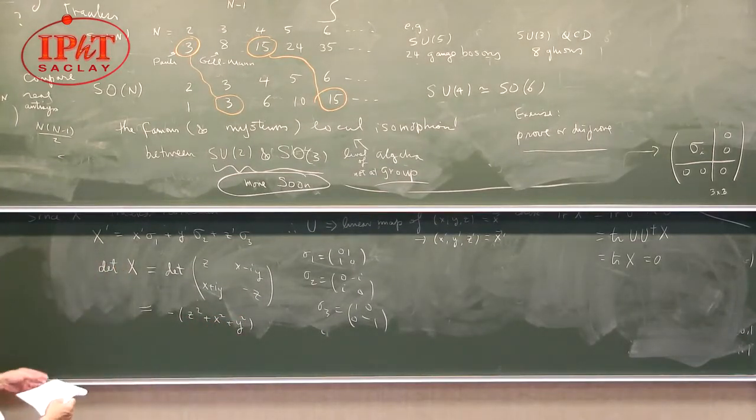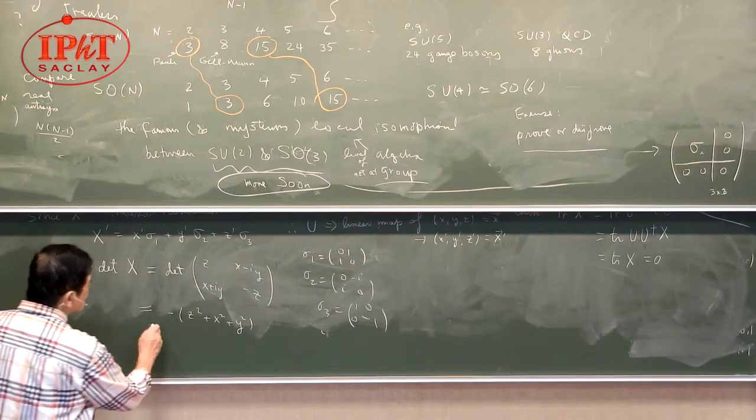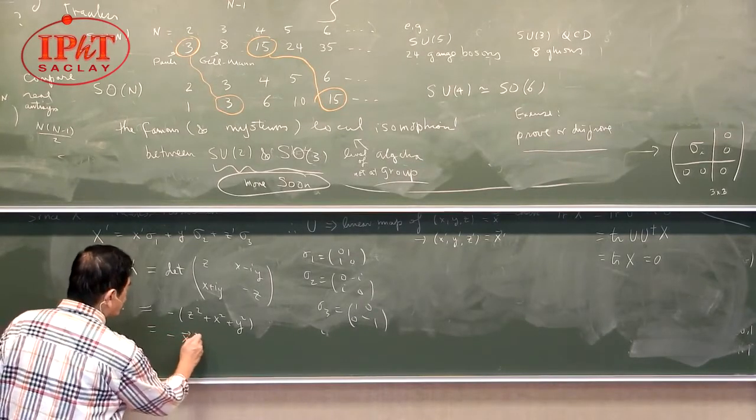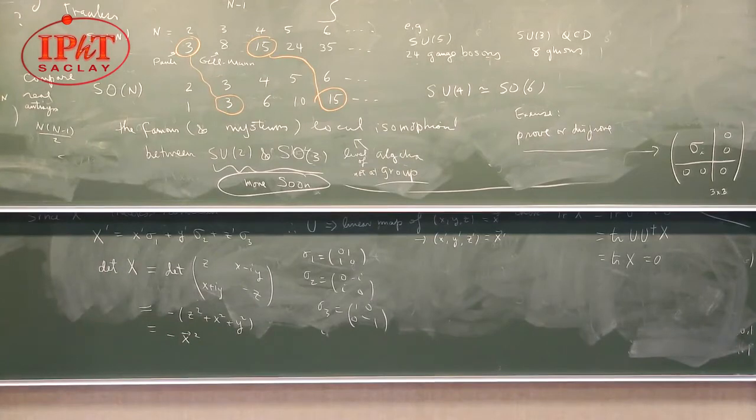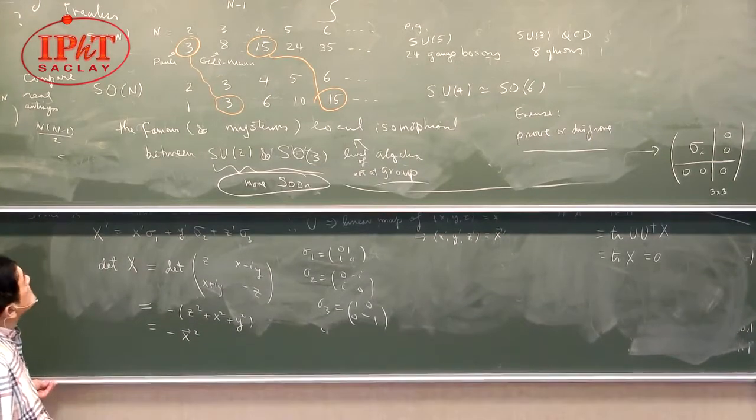So it's not surprising, perhaps, that the determinant is minus the square of the vector X. Okay?